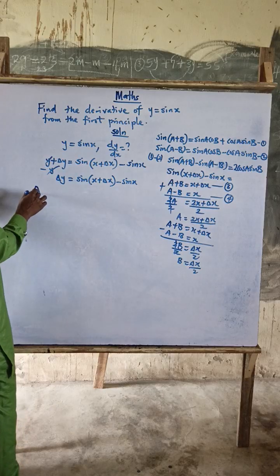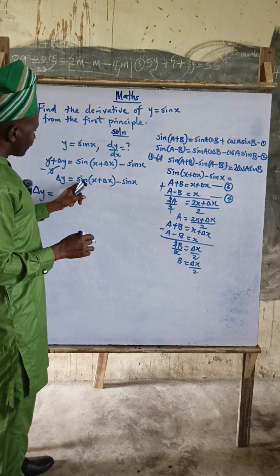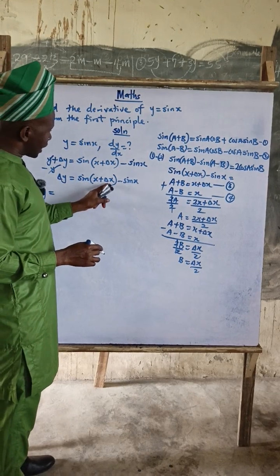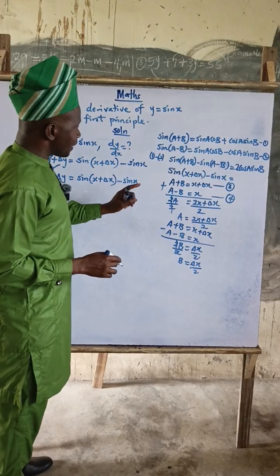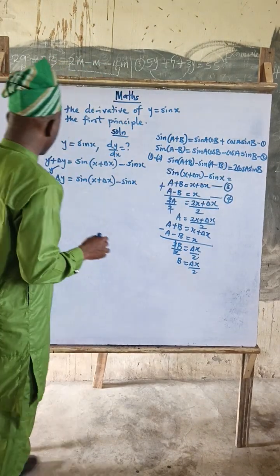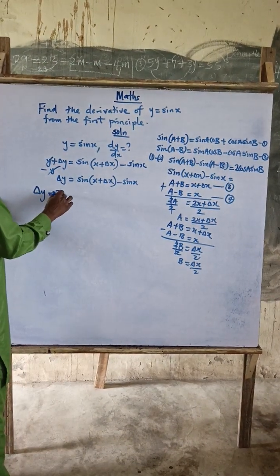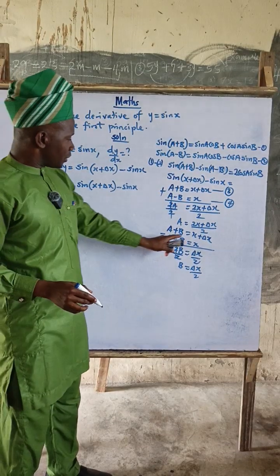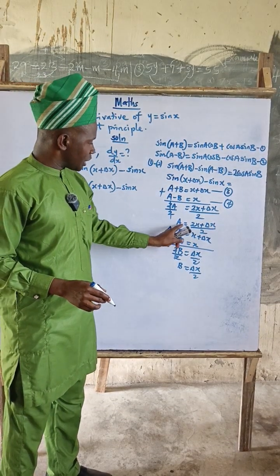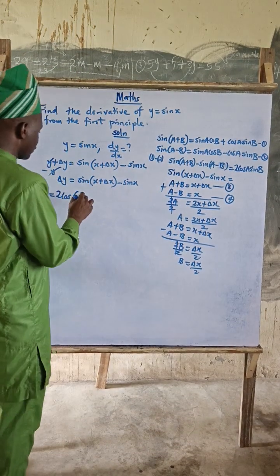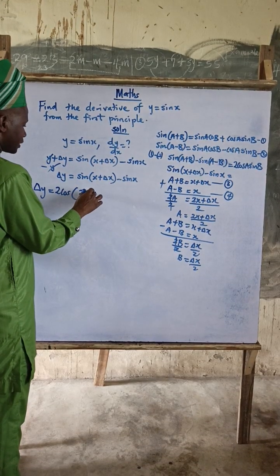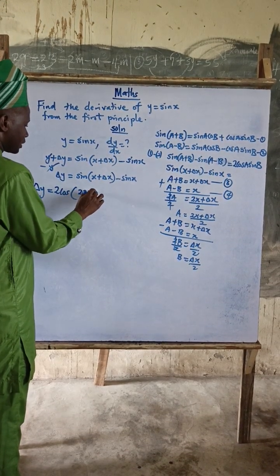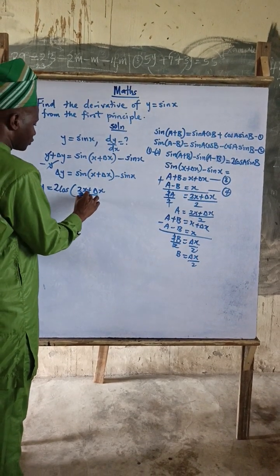So we have delta y now equals sin(x plus delta x) minus sin x, which can be written as this. So that is 2 cos. Now angle A is what we are having here. That is, here equals to 2x plus delta x, we have 2x plus delta x plus delta x, then we are dividing by 2.